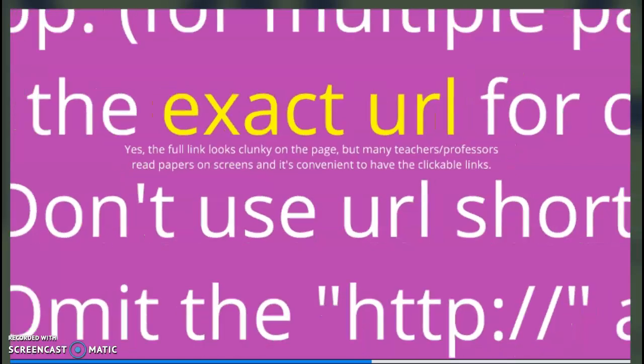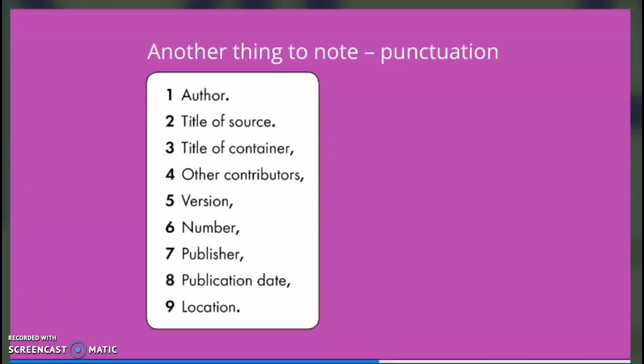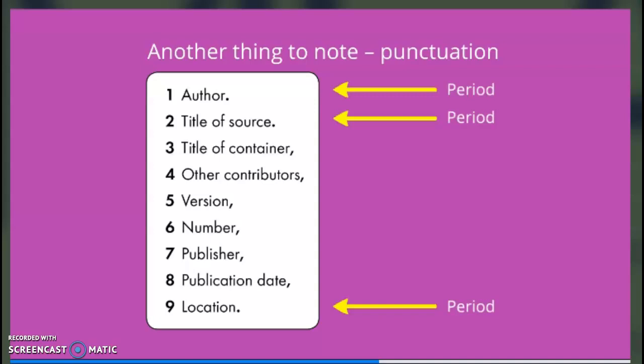And yes, the full URL will look clunky on the page, but many teachers, professors, myself included, read papers on screens, and it's very convenient for us to be able to click on the links. Another thing to note is punctuation. Author is followed by a period, title of source is followed by a period, then everything else is strung together by commas until you get to location, which is also followed by a period.